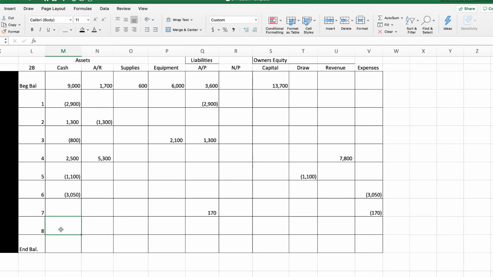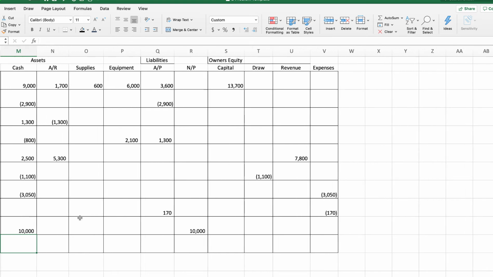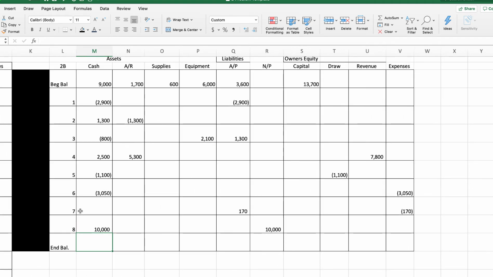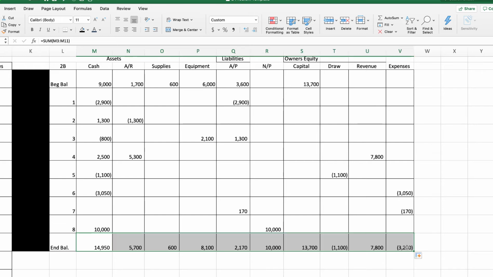So my cash is going up by $10,000. My notes payable is going up by $10,000. Now I need to total all these columns. So I'm just going to auto sum, and I'm going to get my little crosshairs and drag all the way down. So it's going to total all these columns for me.